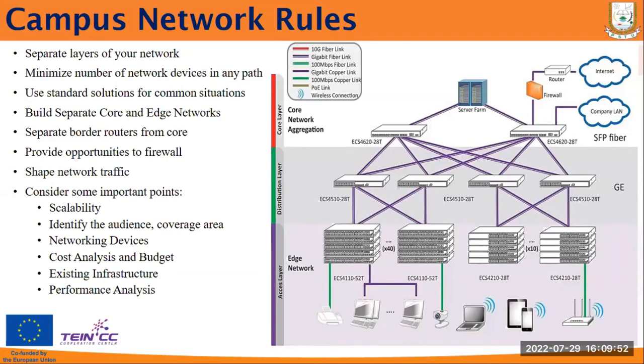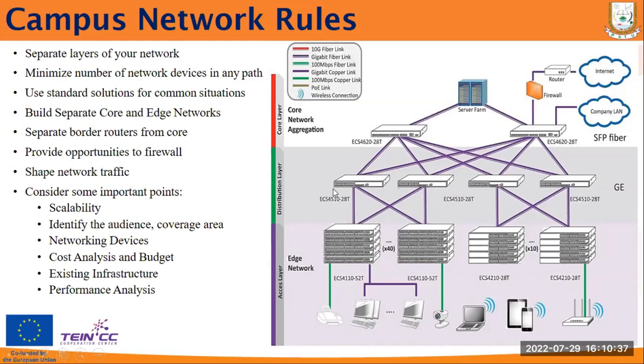That was network devices and tools. Maybe you all noticed that here the access layer, distribution layer, and core layer are also described. And as I said about the characteristics of a network, we must also consider some important points. You can say here the scalability, identify the audience, then coverage area, network devices, cost analysis, budgeting, existing infrastructure, performance analysis, etc. Right?